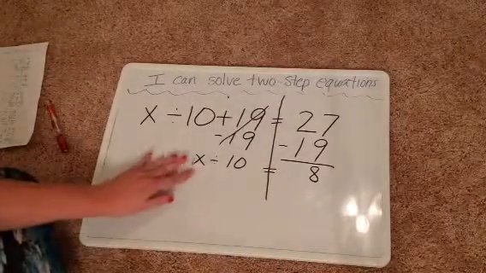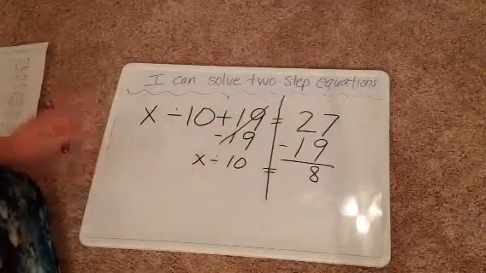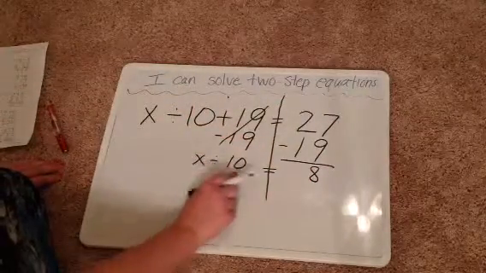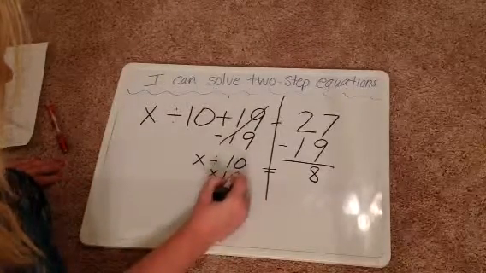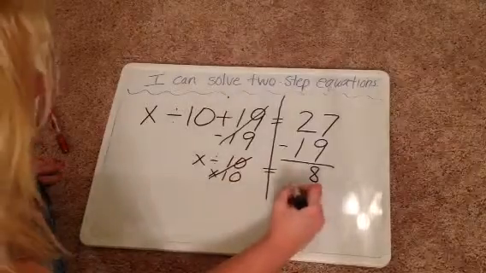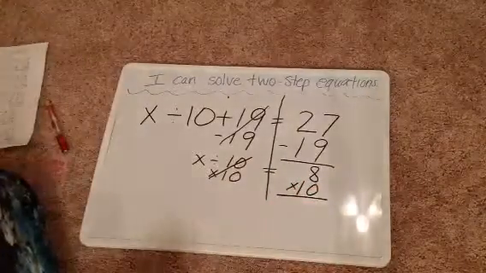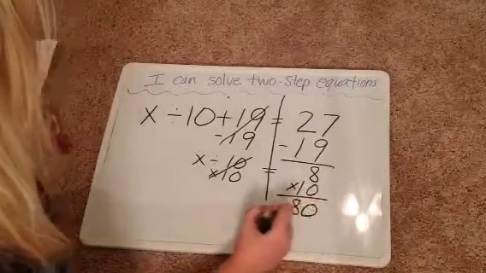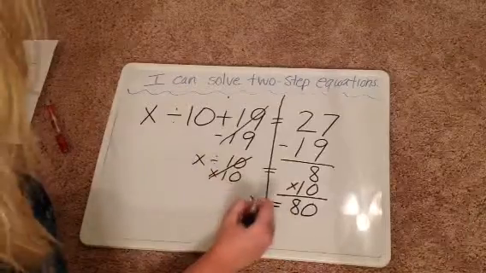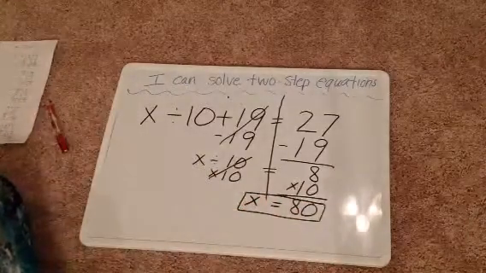We still need to get x by itself. So this is our second part. This was our first part. Now we're going to complete our second part. So I'm dividing by 10 here, so I need to do the opposite. So that would be multiply by 10. That's going to cancel out. And I need to do the same thing over here. So we know that 8 times 10 would be 80 equals x. So that would be our final answer. We have x equals 80.